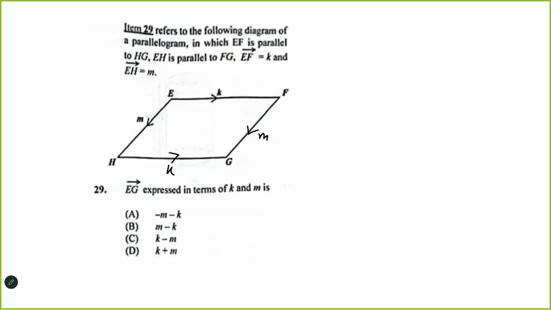Right? So if they want EG, it's up to you which direction you want to use. I'm going to use my red marker so you can see it. So we're going from E, you could go E to H, and then H to G. That would be M. So E to H is M, and then H to G is K. So that's K plus M or M plus K, same difference. It would be D, your last one. Right, and that's how you would do this.